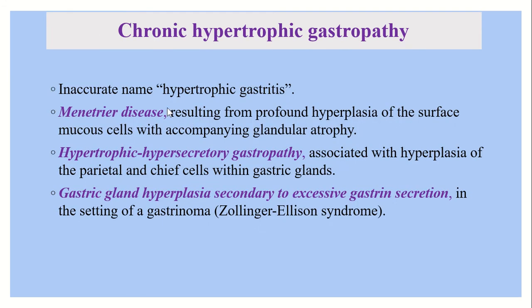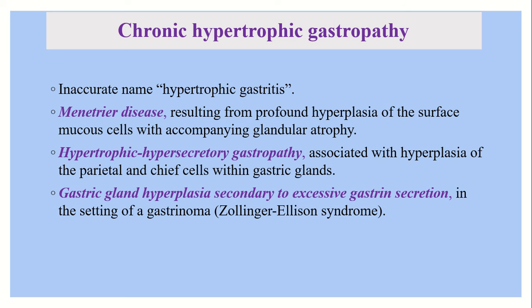The third type of the so-called gastritis is the chronic hypertrophic gastropathy. This is not true gastritis. The name is inaccurate, this is the hypertrophic gastritis. There are three diseases in which we can find this hypertrophic gastropathy. One of them is Menetrier disease, resulting from profound hyperplasia of the surface mucosa with accompanying glandular atrophy.